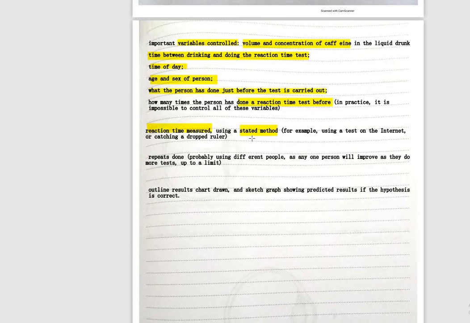Normally when they ask you to measure anything related with time, they usually want you to talk about a stopwatch, but in this case, since it's an entirely new type of method, it's good for your knowledge as well. In case they try to make the experiment questions hard in your paper 6, you can mention using a test on the internet and catching a drop ruler.